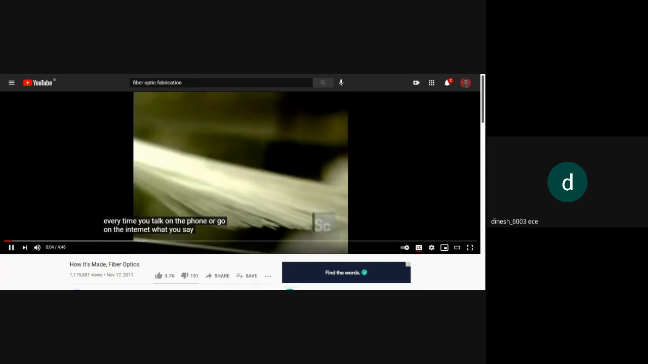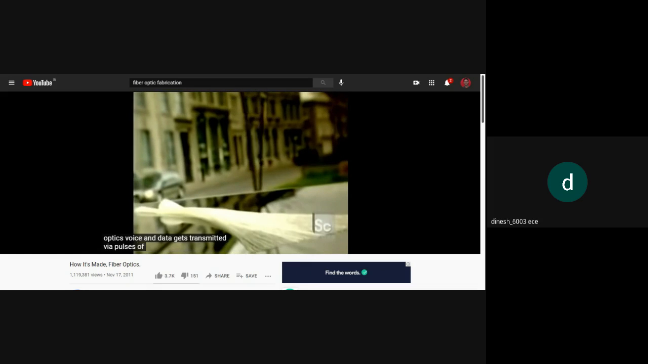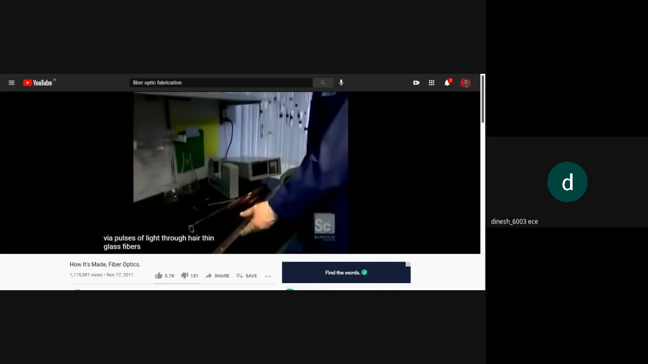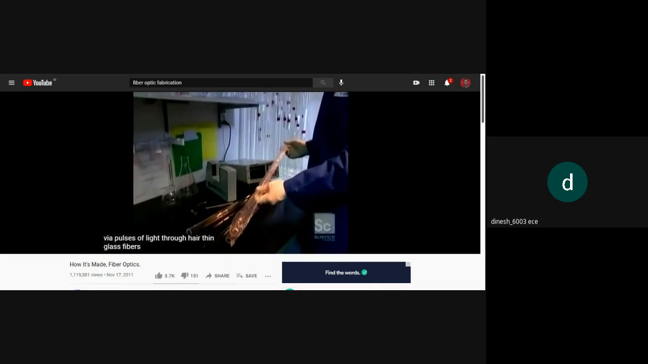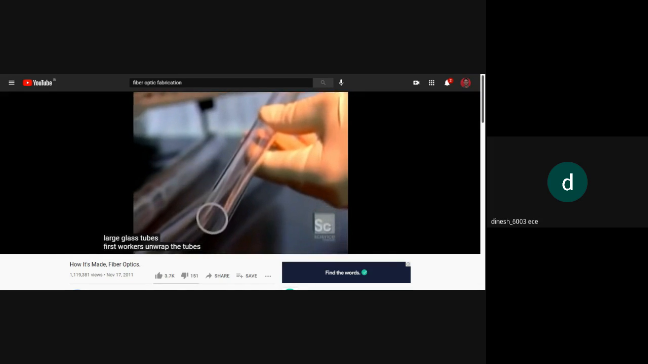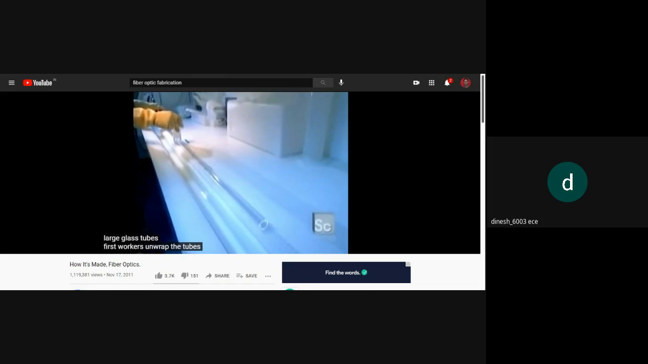Just I'll play it. Every time you talk on the phone or go on the internet, what you say or type travels to its destination through fiber optics. Voice and data gets transmitted via pulses of light through hair-thin glass fibers. Those fibers start out as large glass tubes. First, workers unwrap the tubes. These are your fibers with different refractive indexes.